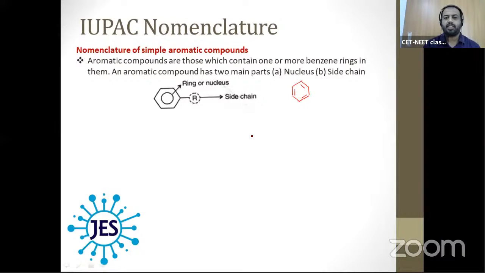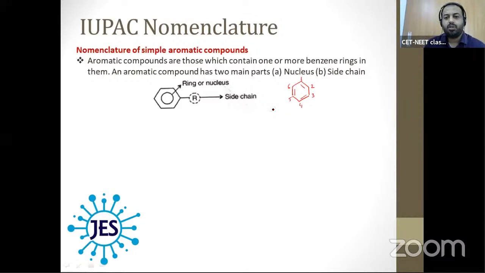Benzene is a cyclic compound, has 3 double bonds. If you number it, it will be 1, 2, 3, 4, 5, 6. If you name benzene using IUPAC rules, you'll get a long name like this.